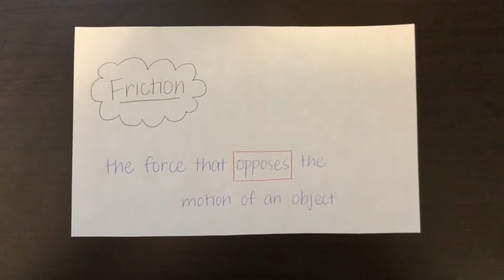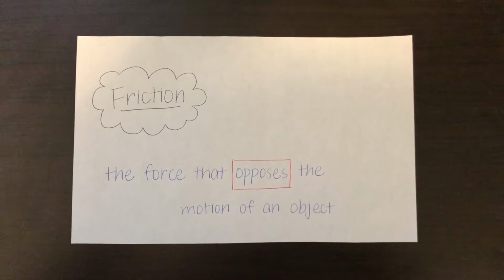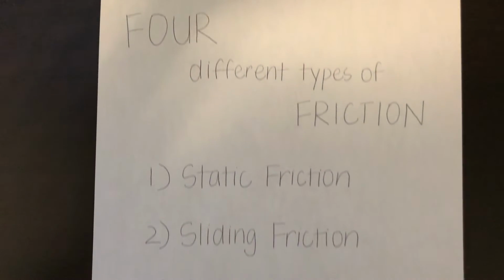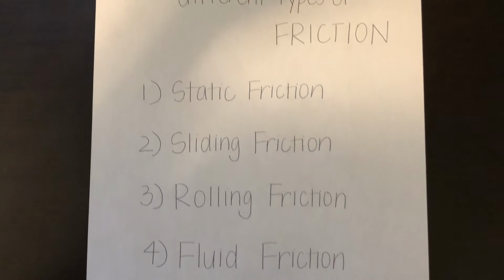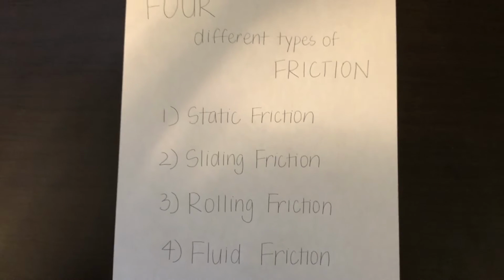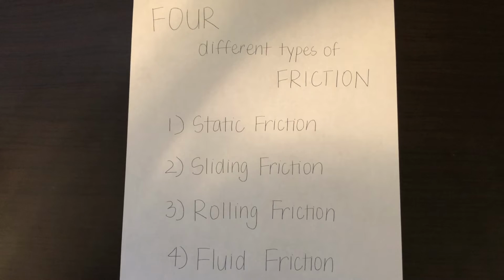So finally, how can we define friction? Friction is a force that opposes the motion of an object. There are 4 different types of friction. The 4 main types of friction are static friction, sliding friction, rolling friction, and fluid friction. The first 3, static, sliding, and rolling, occur between solid surfaces. Fluid friction occurs in liquids and gases.